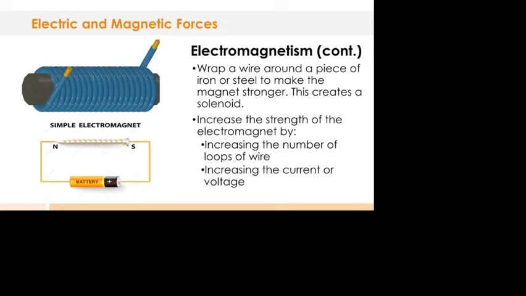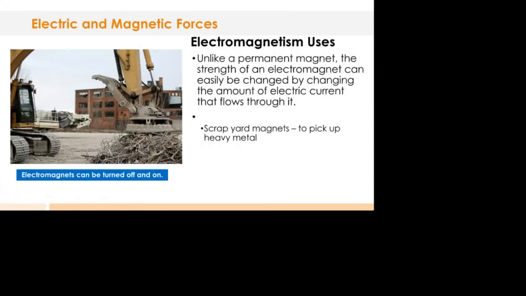So we talked earlier about permanent and temporary magnets, and an electromagnet is a temporary magnet. So unlike a permanent magnet, the strength of an electromagnet can easily be changed by changing the amount of electric current flowing through it. Or you can turn an electromagnet off altogether just by stopping the flow of current, by opening a switch, for example.